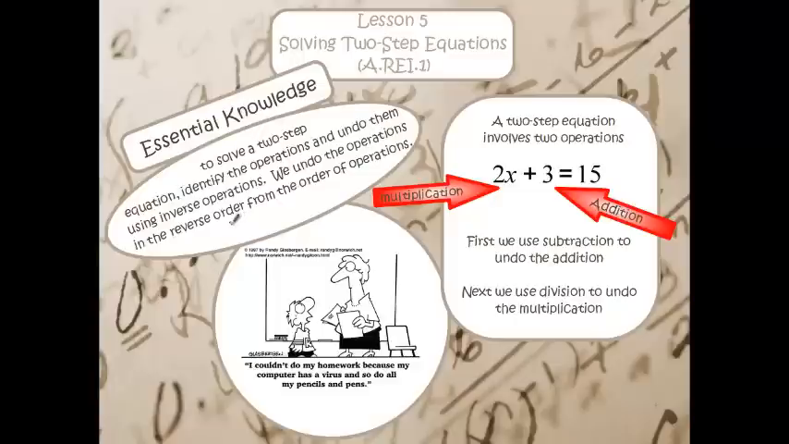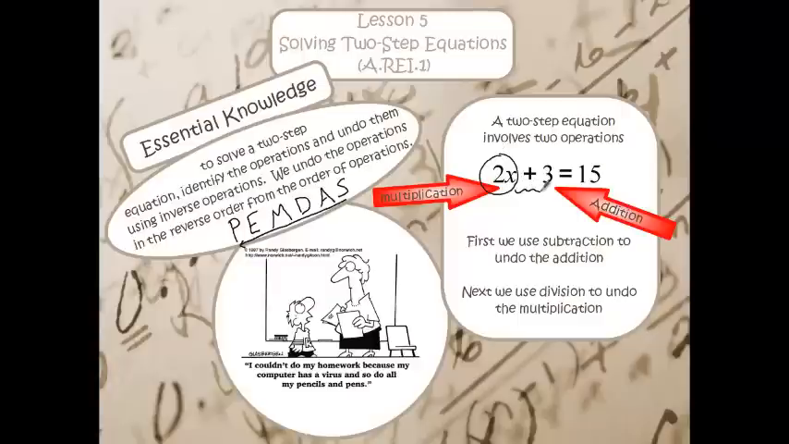So remember, the order of operations was parentheses, exponents, multiply and divide, and then add and subtract. So now we're going to start at adding and subtracting. Look for that first, then we'll look for multiplying and dividing, then exponents, and then parentheses. So in a two-step equation, over on the right here, we have multiplication, this 2x, 2 times x, so there's multiplication. And here we have addition.